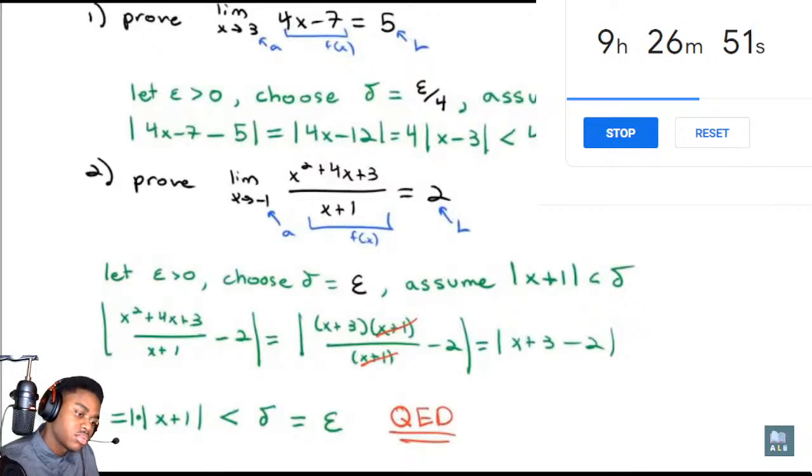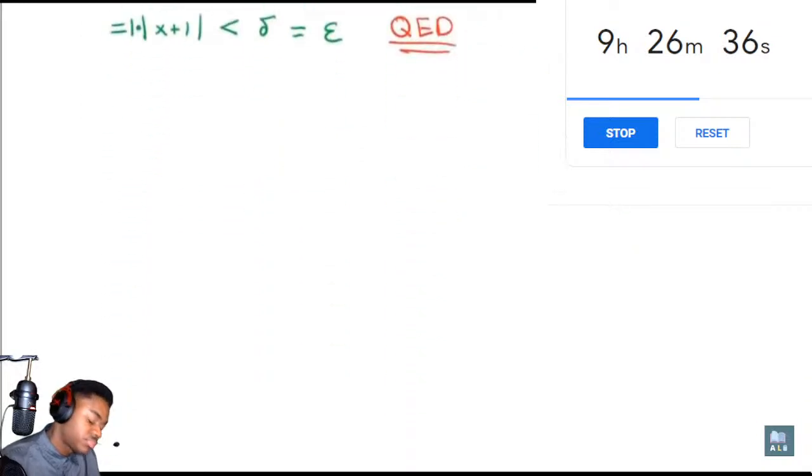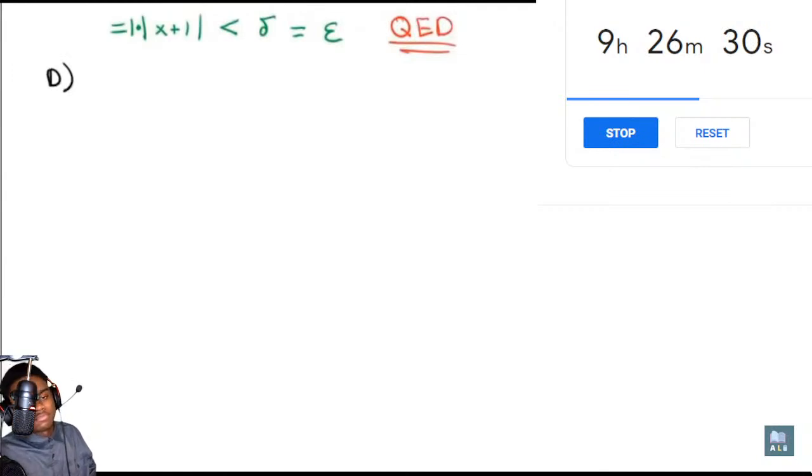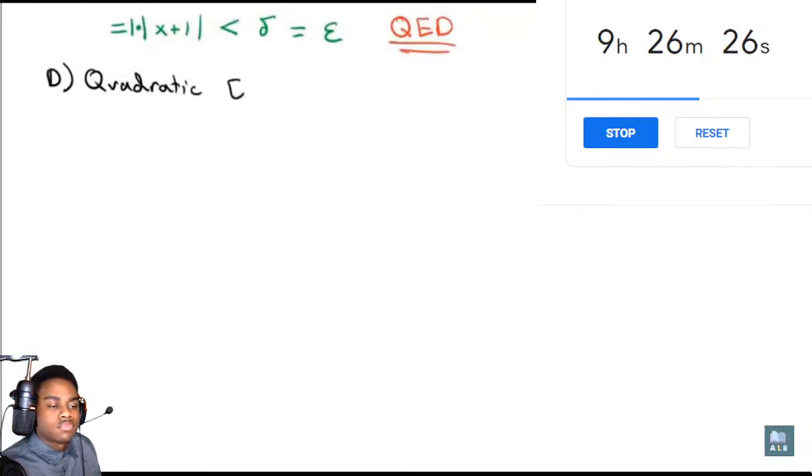So with linear examples, our general strategy as we work through the steps is to make delta equal to the reciprocal of whatever is multiplied by delta. But we can also do quadratic examples pretty nicely. So let's do a couple of those quadratic examples.